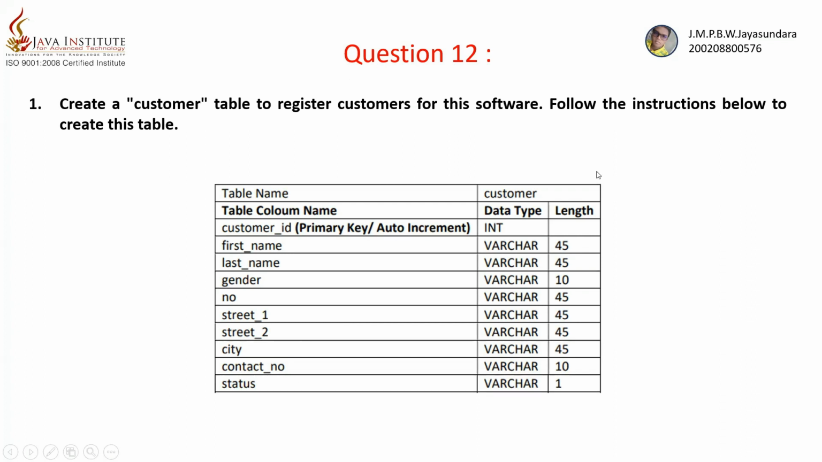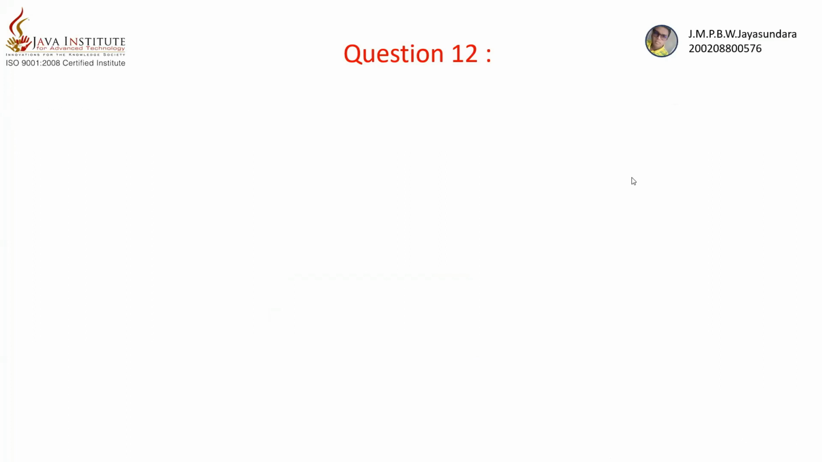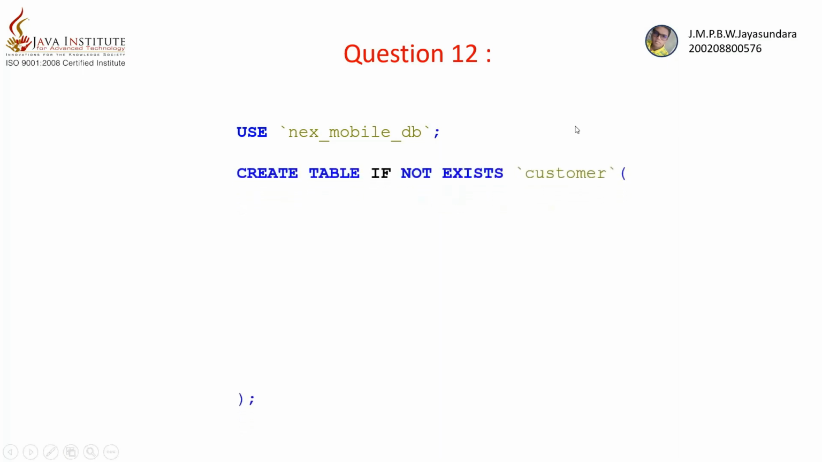We can create this table using two methods. One is using a query and the second one is using the manual method. When we create this using a query, first we need to define what database this table is used. In here we have defined the database as Next Mobile DB. After that we can insert our create query.